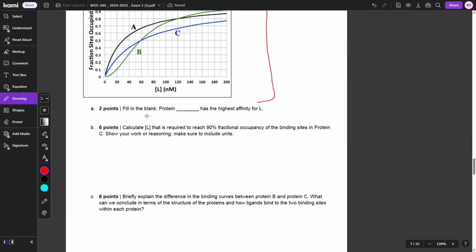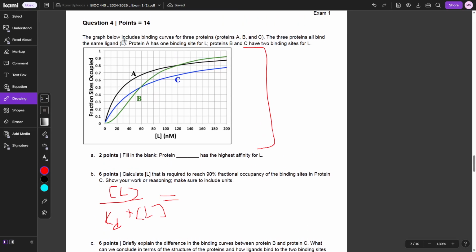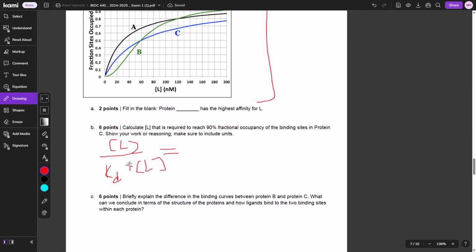Let me just give you really quickly what's going on here. There's a formula here that you can use, and this will all make sense when you actually see it. You're going to use this formula: concentration of ligand is equal to the KD plus concentration of ligand again. Basically, you're going to substitute some numbers from this graph into this, and you'll get some number.